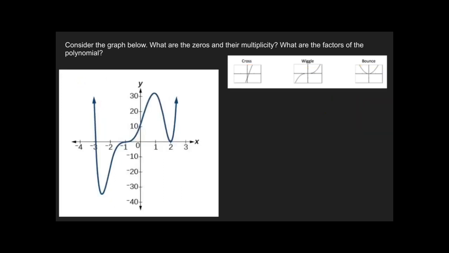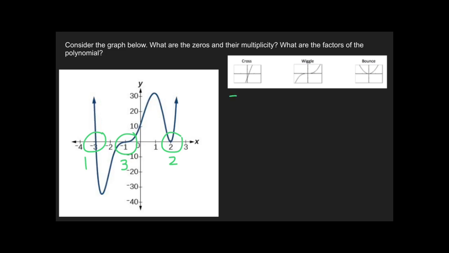Let's go over another example and look closely at the x-intercepts and the behavior of the graph there. First, the behavior at -3 is a cross, one zero. Number two, it hits at -1 and creates a wiggle, so we have three zeros there. And number three, it is bouncing at 2, so we have two zeros there. Again, cross is 1, wiggle is 3, bounce is 2.